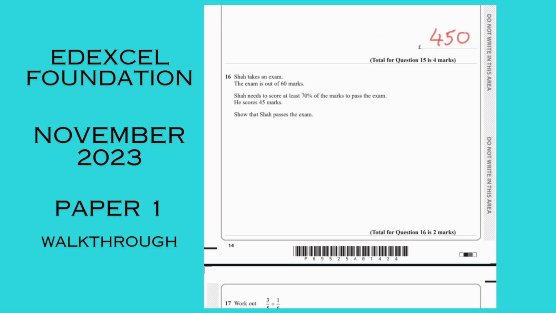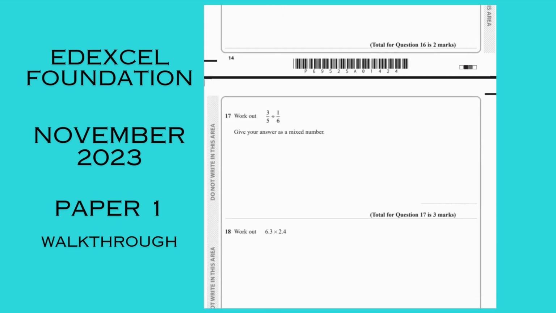Shah's going for an exam. Basically, he scores 45 out of 60. So if we cancel it down, could divide by 5. I'm going to divide by 15. And hopefully you'll recognise 3/4 as being 75%. 75%, as you can see, is a pass. On we go to some calculations.